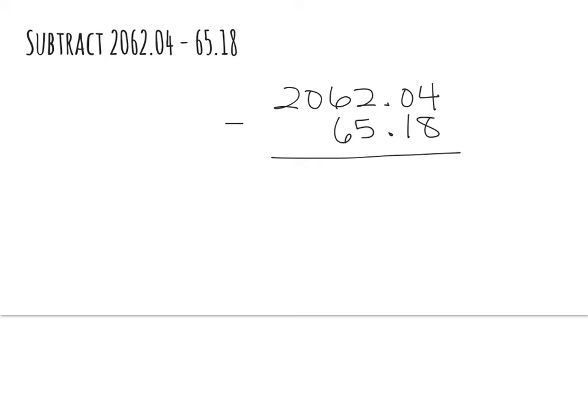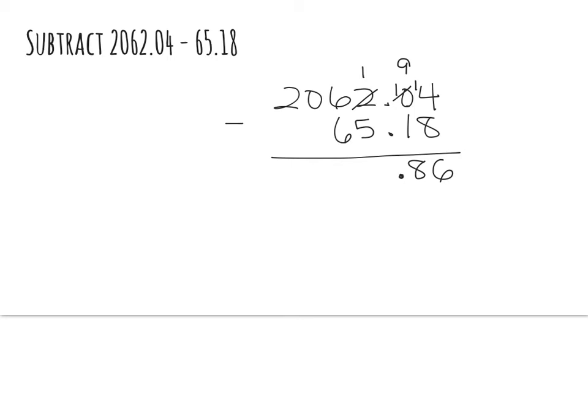I'm starting with 4 minus 8, which I can't do, so I need to regroup. I go next door, it's 0, so I can't regroup from there, so I have to go next door one more time. And I'm going to take 1 from 2, which now gives me 10 tenths, and that will allow me to regroup for hundredths. So that leaves me with 9, and that gives me 14 hundredths. 14 minus 8 is 6. 9 minus 1 is 8. We have the decimal point next, so we'll go ahead and put that.